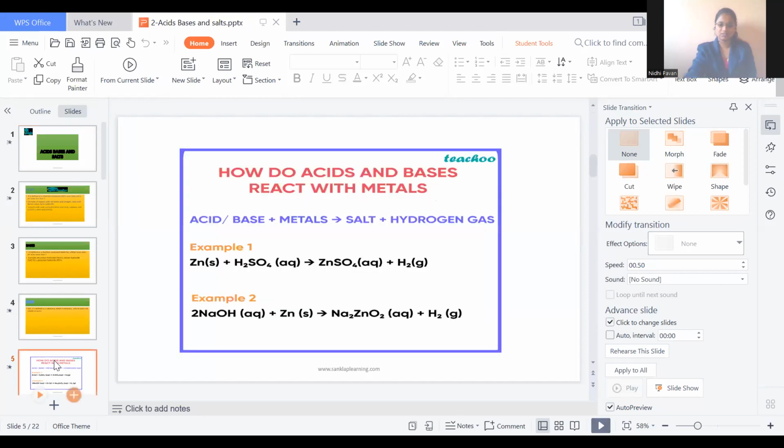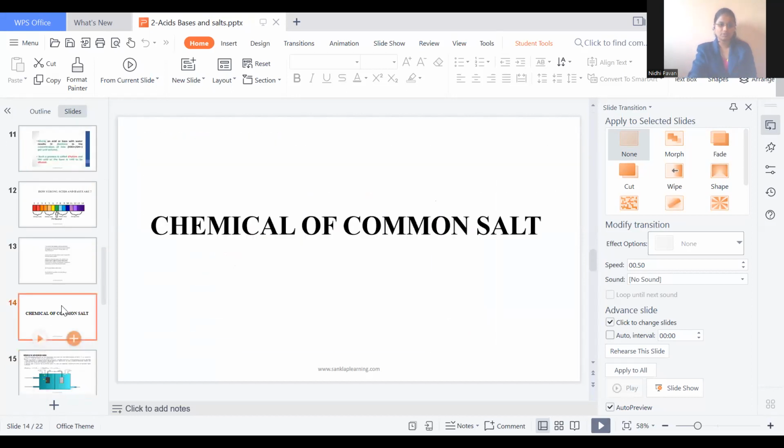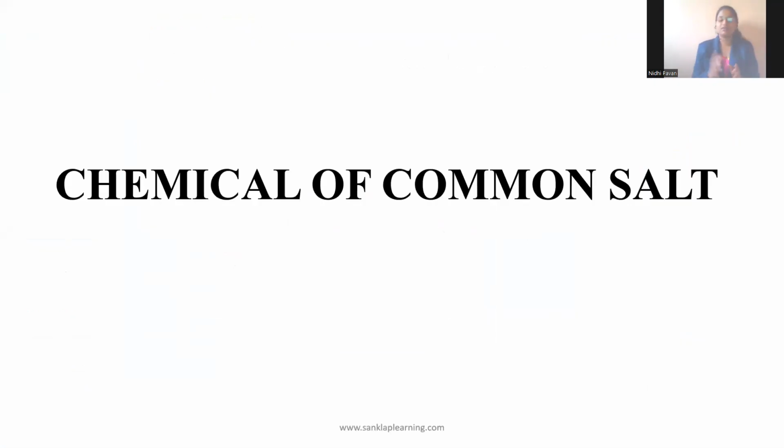We have to discuss pH over chemicals of common salt. We know that in all the reactions we saw till now, when a metal reacts with acid, the product was salt and hydrogen gas. When a metal carbonate reacted with acid or base, the product was salt, carbon dioxide and water. When a metal reacted with metal oxide, the product was salt plus water. So in almost all the reactions, the product was nothing but salt, right?